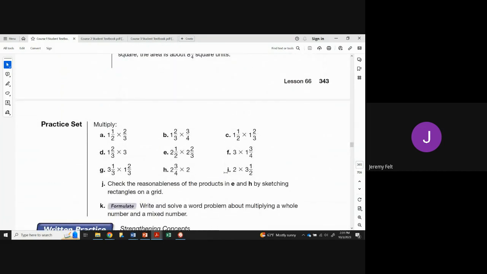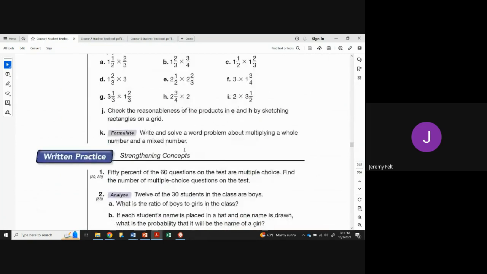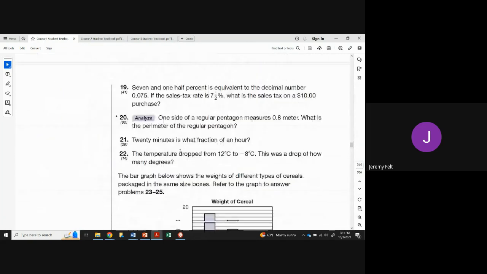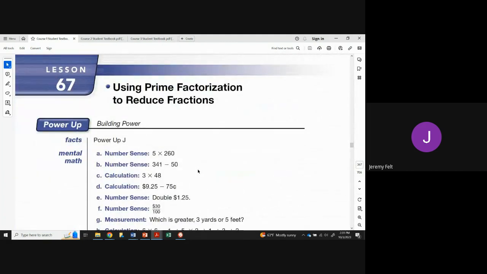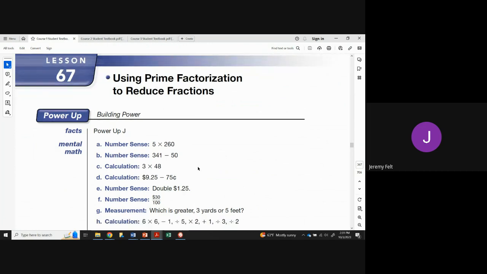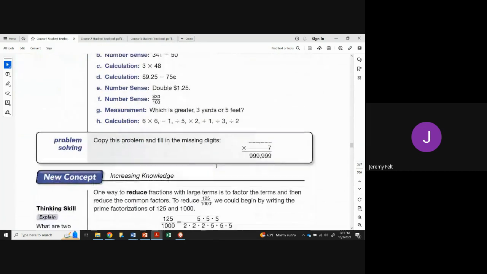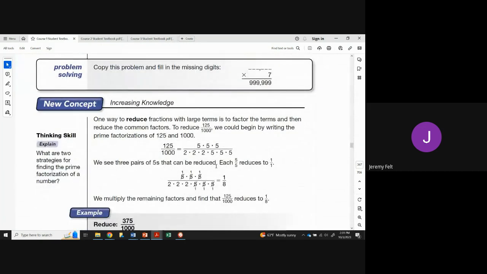Okay. So we will go over this practice set when we meet in class. We have that along with lesson 67, using prime factorization to reduce fractions. So we talked about division by primes, the division tree to get to prime factorization. We can also use that to reduce fractions.